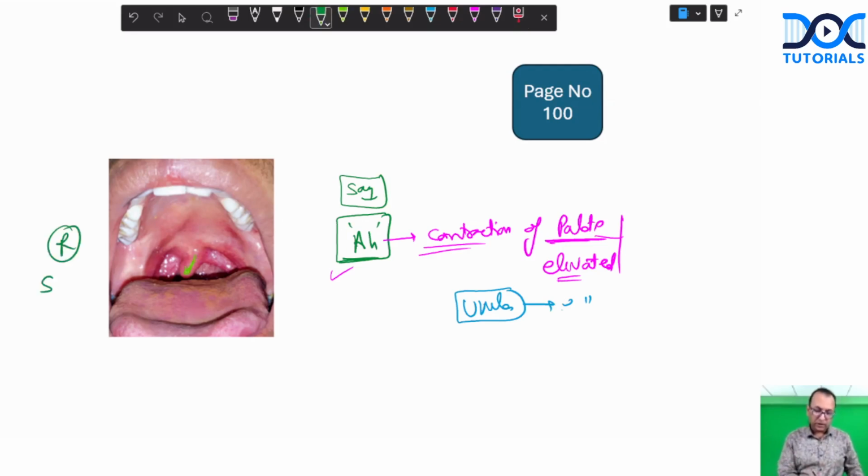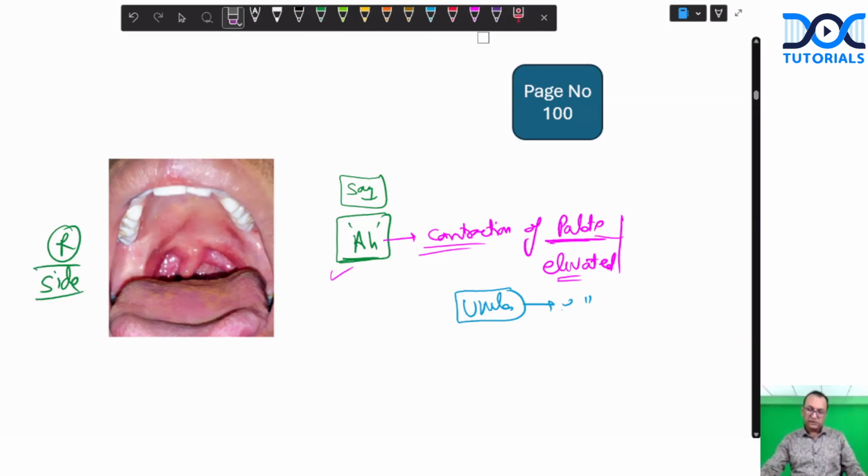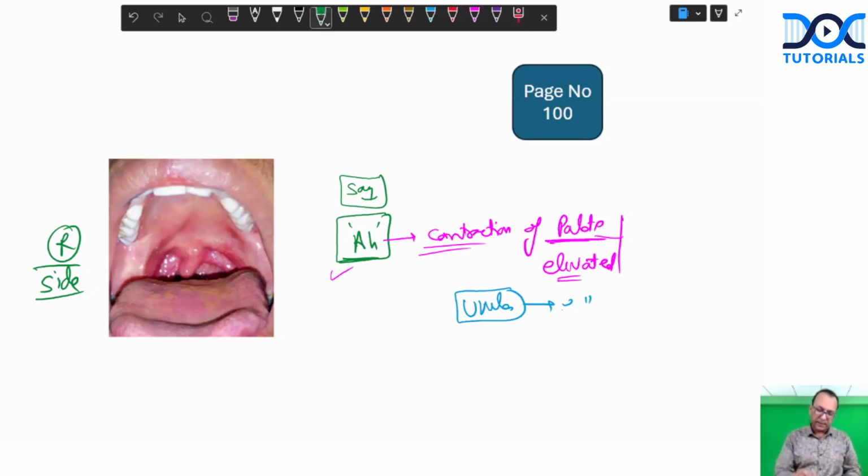So what is the problem? The uvula is deviating to the right side. It is not in the midline, and not only the uvula. You see, this left-sided palatal muscle is sagging down. The right-sided palate is contracting and going up, but this side palate is sagging down.